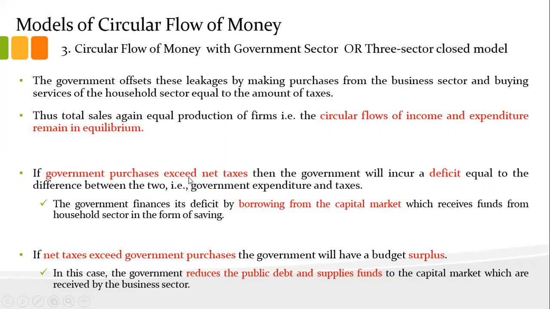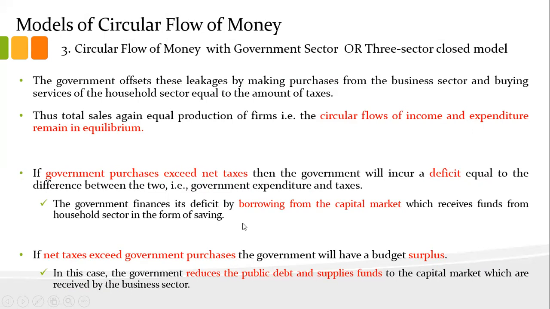equilibrium. If purchases exceed net taxes, what will happen? The government will be in deficit, because now they have less money and have purchased more, so it will be a deficit for the government. So the government finances its deficit by borrowing from the capital market. Now the government has less money, so what will the government do? They will borrow from the capital market to manage or balance that deficit, which receives funds from the household sector in the form of savings.